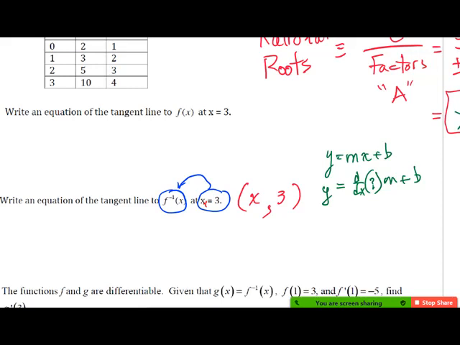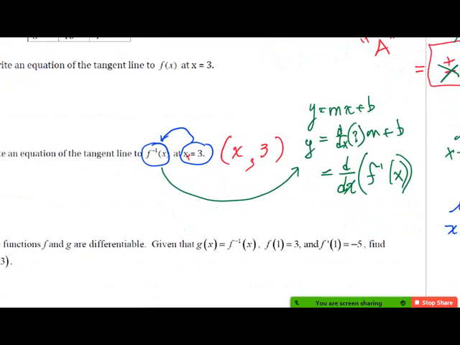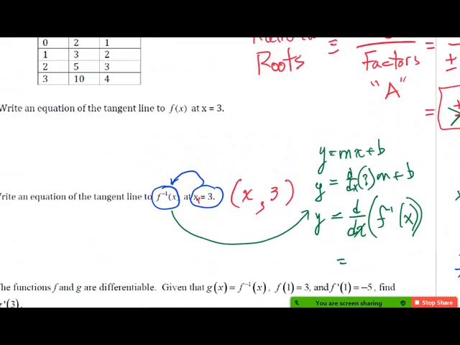Since this function is the inverse function, we're going to have the derivative of the inverse, f negative 1 of x. Actually, I can get rid of that. Does everyone understand my notation there? Since it's the inverse, now let's use the table to fill in the blanks. So what is the derivative of the inverse?